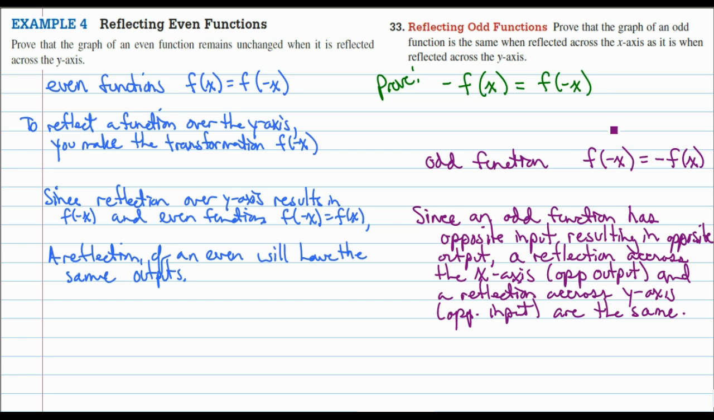So instead of this meaning an odd function, the definition of an odd function, I took the left side and translated that into an opposite input, which means a reflection over the y-axis. And then I took the right side and translated it into the opposite output, which means a flip, or a reflection, over the x-axis. Therefore, they have to be equal.